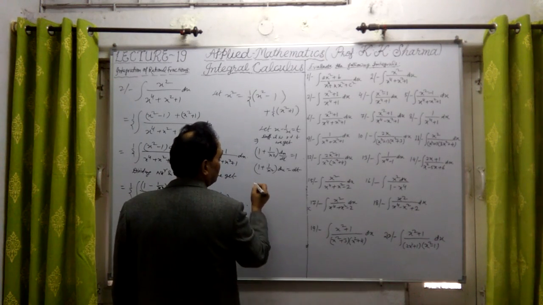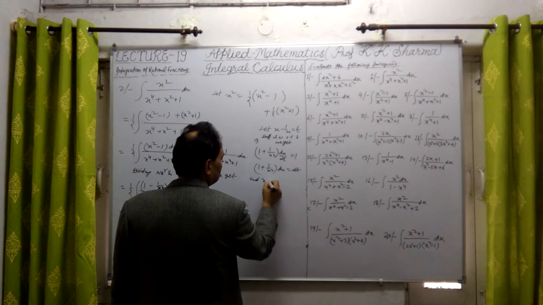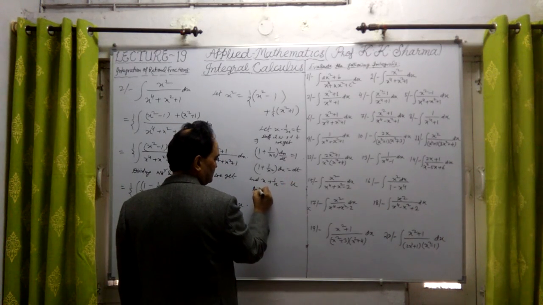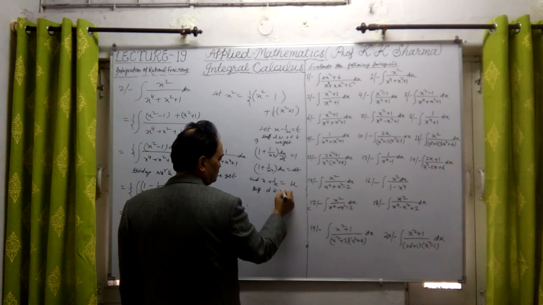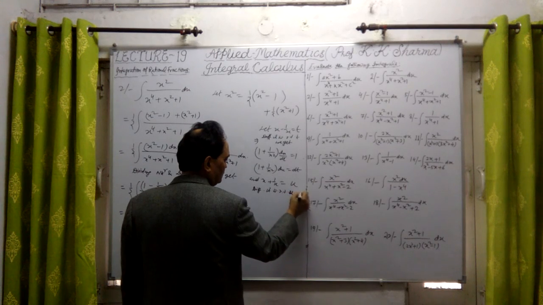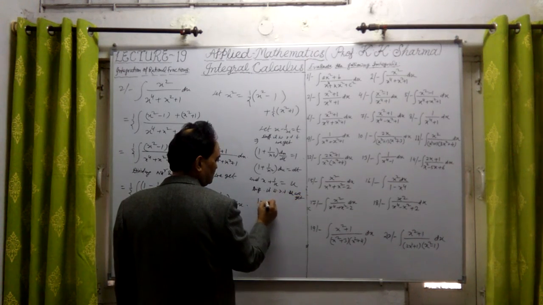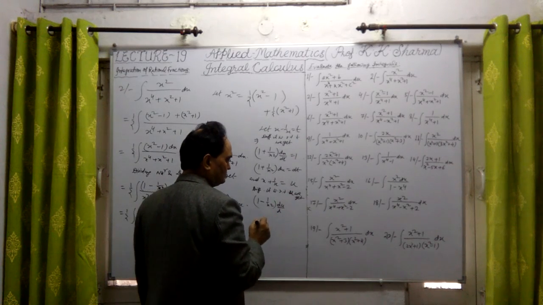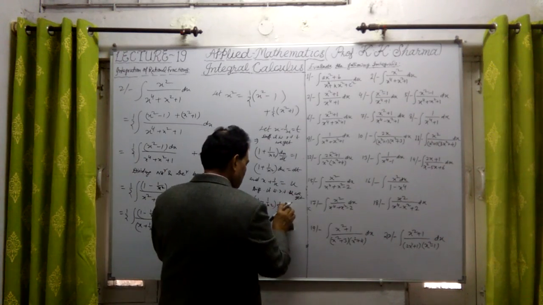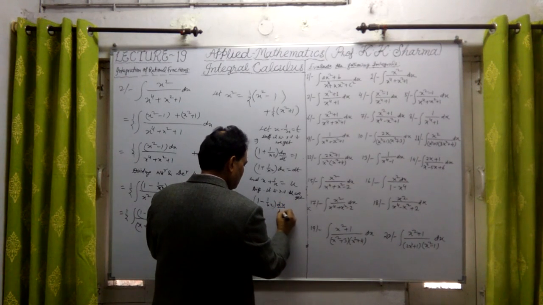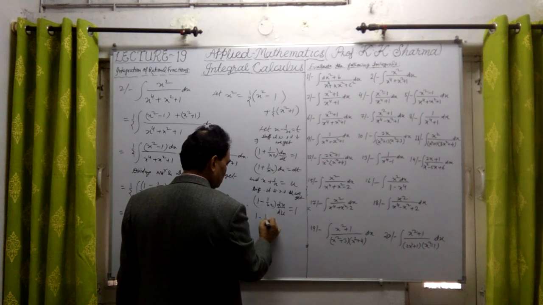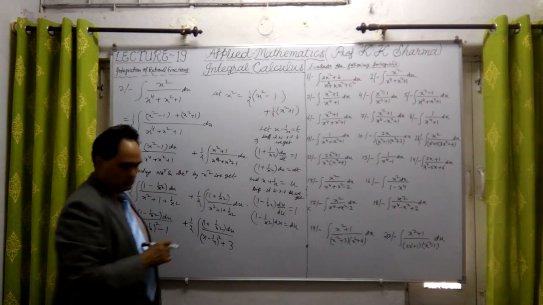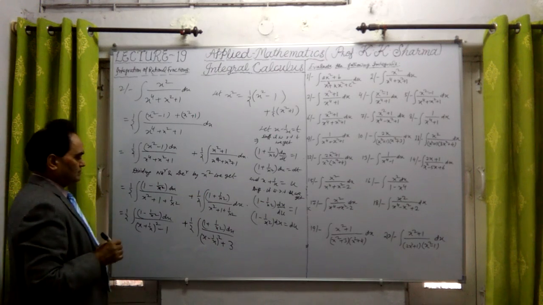In the second situation, let us take x + 1/x equal to u. Differentiating with respect to u, we get (1 − 1/x²) dx/du = 1. So (1 − 1/x²) dx = du. So these two substitutions we have obtained.